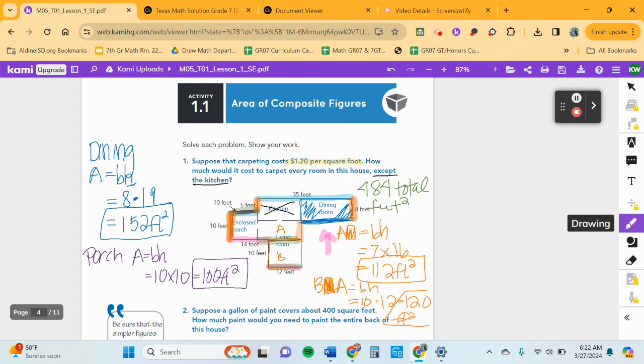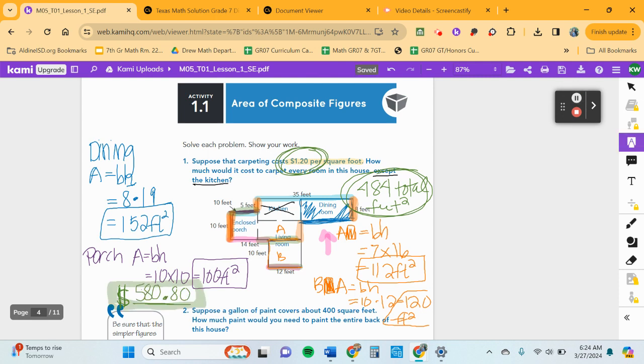Go ahead and multiply 484 times $1.20, and that's going to give us our final price. Take about 1 minute. Set a timer. Pause here.